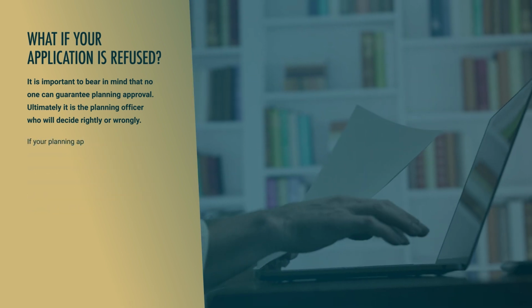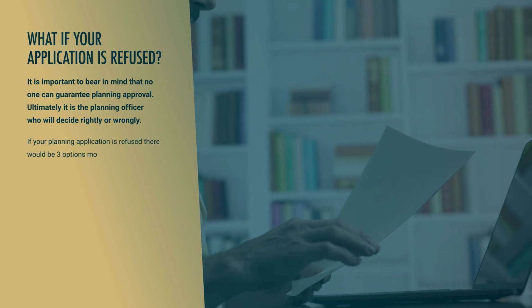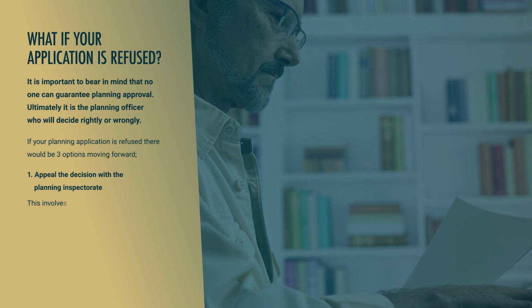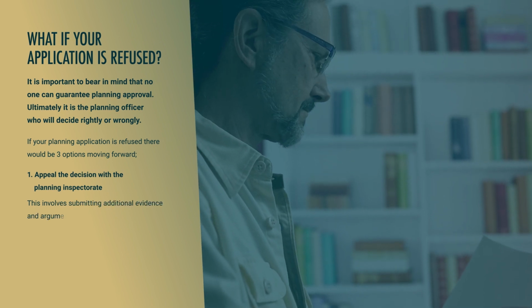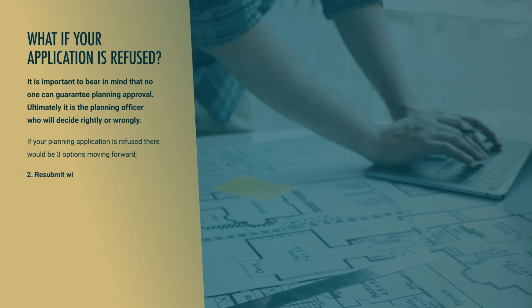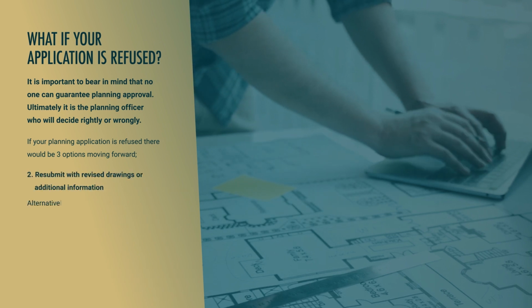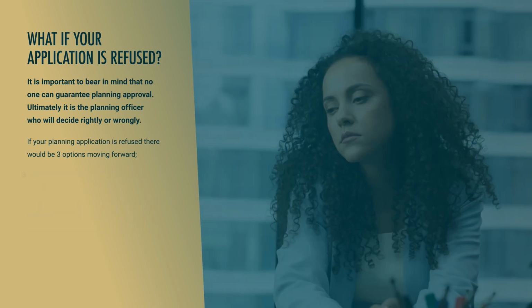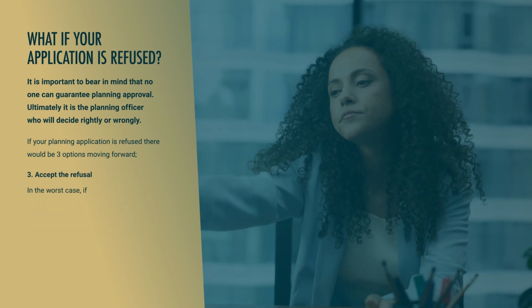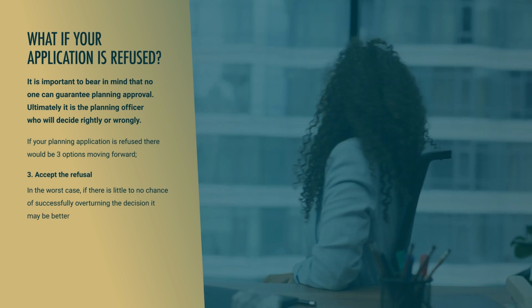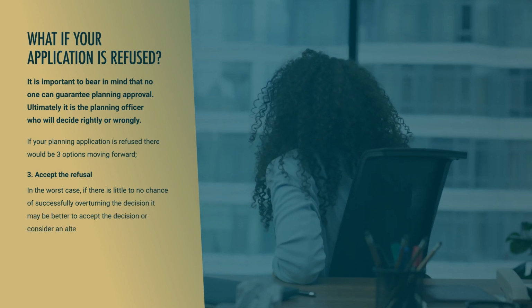If your planning application is refused, there would be 3 options moving forward. You could appeal the decision with the planning inspectorate. This involves submitting additional evidence and arguments to support your case. However, the design can't be altered. Alternatively, it may be possible to resubmit your application with a revised design or additional information for reconsideration. In the worst case, if there is little to no chance of successfully overturning the decision, it may be better to accept the decision or consider an alternative plan.